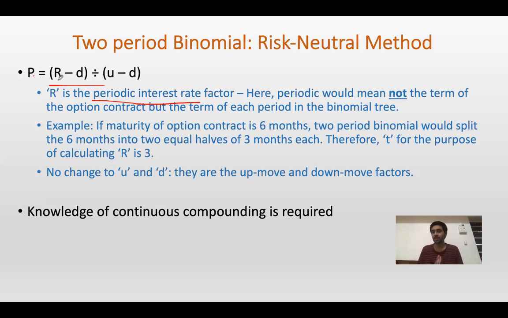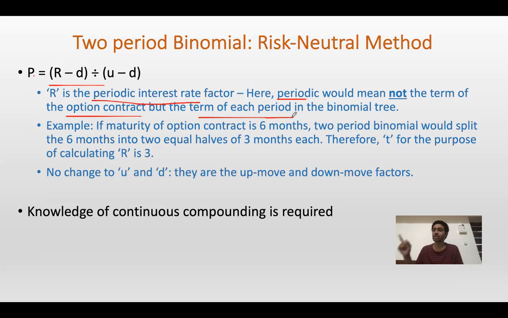But in a 2-period binomial model, although the maturity of the option contract is 6 months, I am looking at each individual 3-month period. So when I'm looking at the time, I should be taking time as 3 by 12. The period over here does not mean the term of the option contract. It is not 6 months. It is the term of each period within the binomial tree, which is nothing but 3 months.